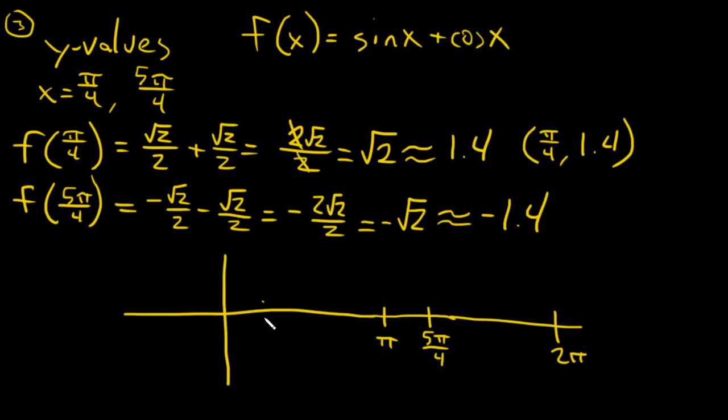And this one is going to be pi over 4. I'll make this one 1.4. This is negative 1.4, just to make it super simple to graph this thing. So this one was 5 pi over 4, negative 1.4. Make sure I put that down. So here we go. I have a point at pi over 4, 1.4 right here. I have another point at 5 pi over 4, negative 1.4, so down here.